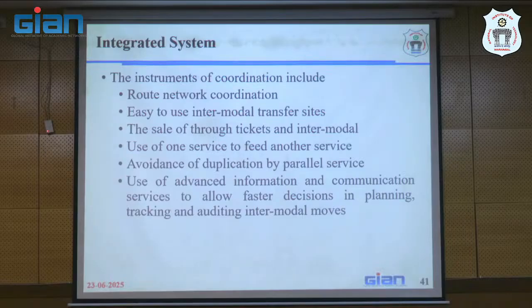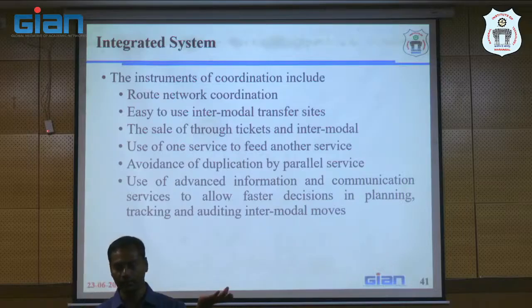Then we need to understand the integration of these different transport modes: route network coordination, easy-to-use intermodal transit sites, integrated tickets, the use of one service to feed another service, avoidance of duplication by parallel services, and the use of advanced information and communication services to allow faster decisions in the plan. All these can be put into one platform, that is MaaS, mobility as a service.